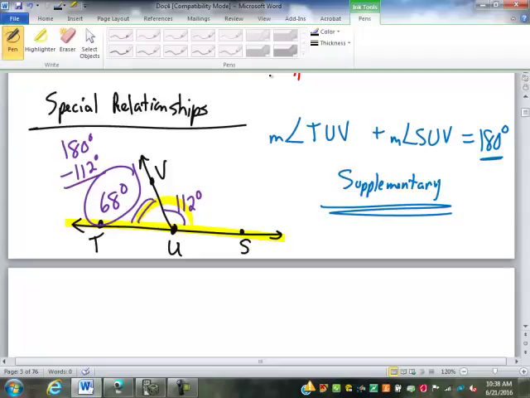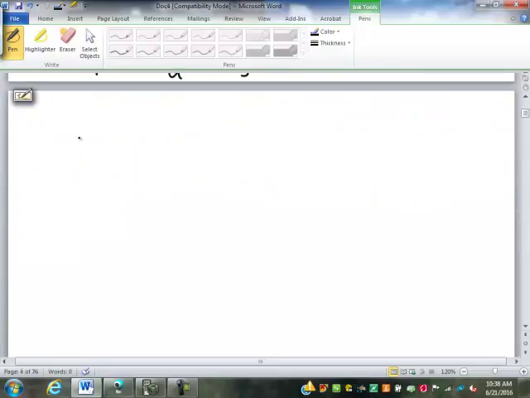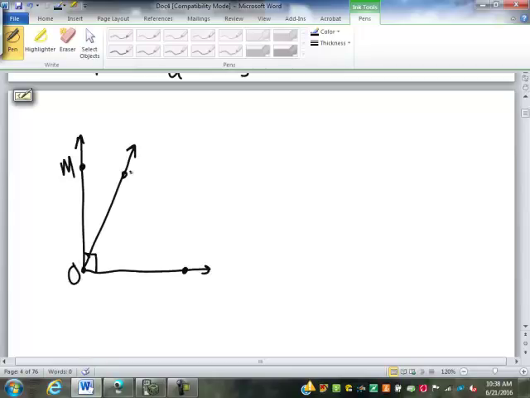Now, if two angles that combine to make a straight line is one special relationship, you might guess that the next special relationship might be two angles that combine to make a square corner or a right angle. So let's call this M, O, P, R.